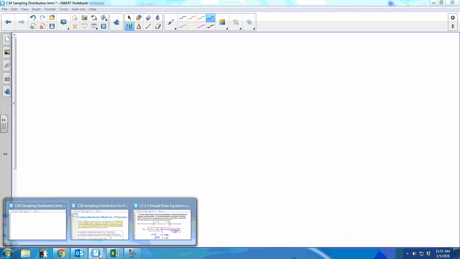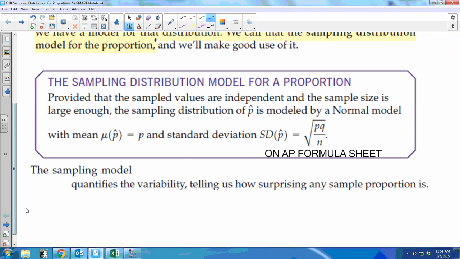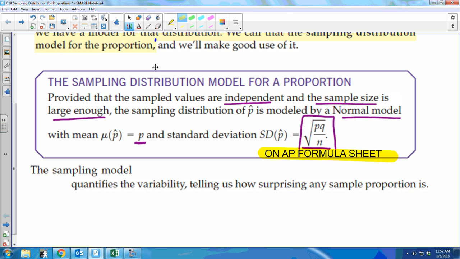Then here is the sampling distribution model portion in summary. We've already talked about all of this. We're going to use a normal model, assuming that the samples are independent and the sample size is large enough. So assuming all the conditions are met, we're going to use a normal model with a mean of p and a standard deviation of the square root of pq over n, which happens to be, conveniently, on the AP formula sheet.